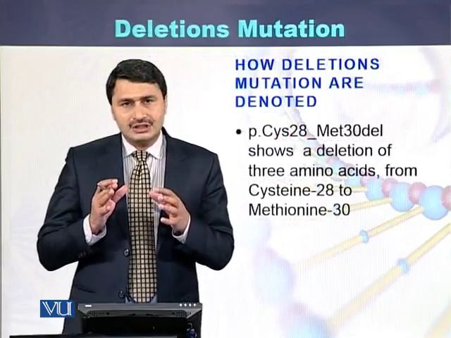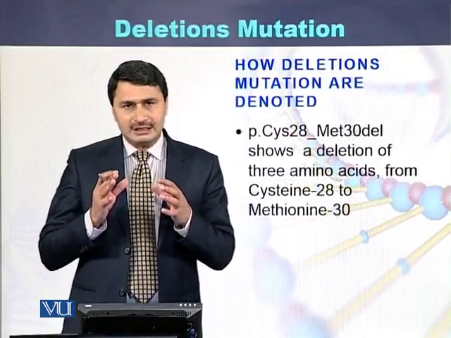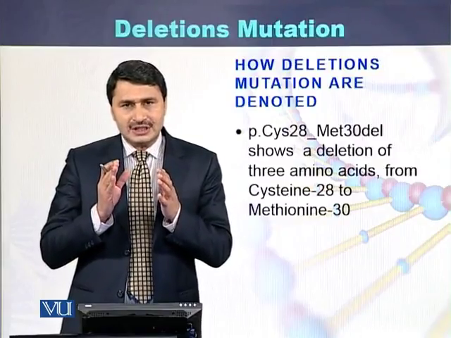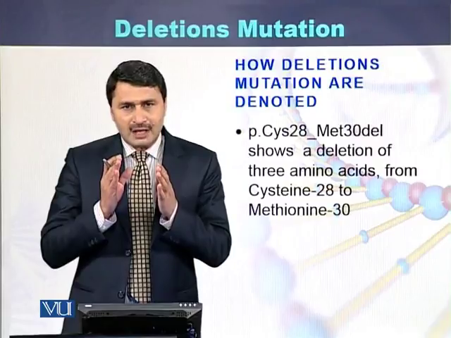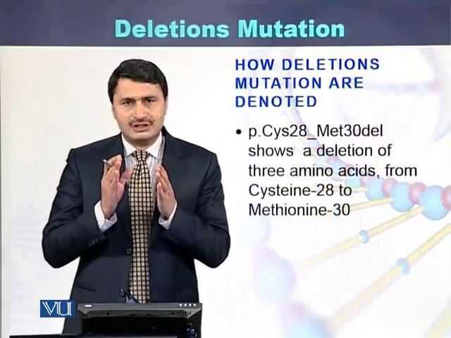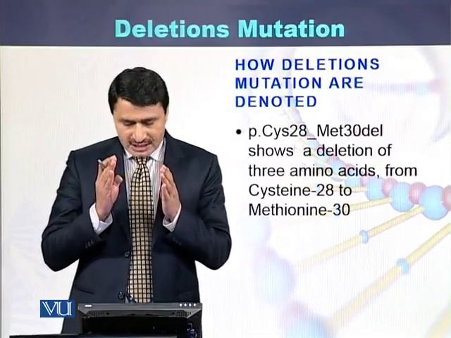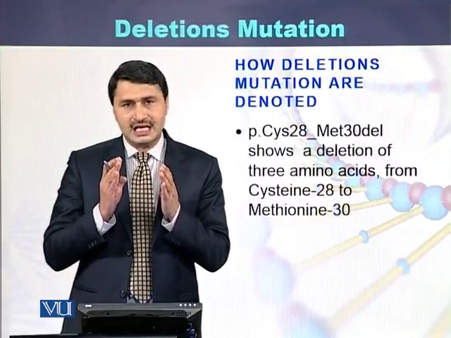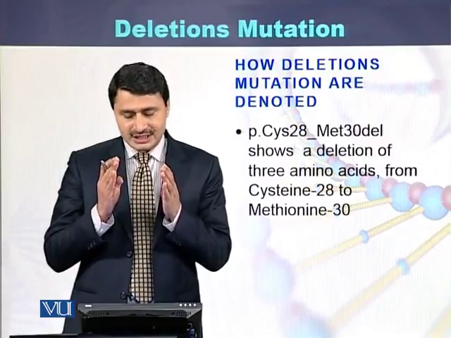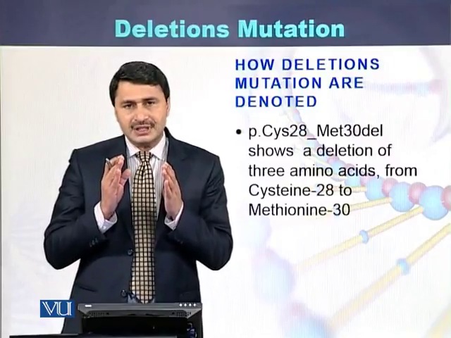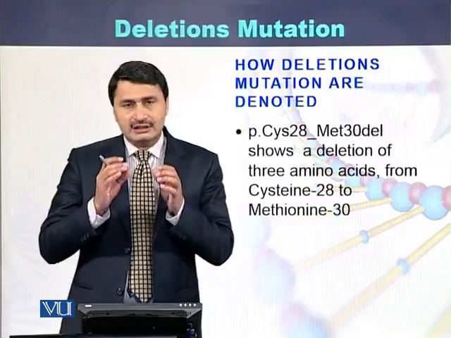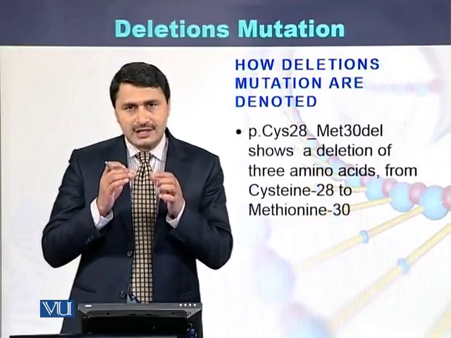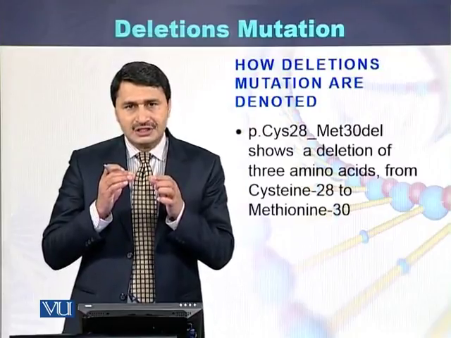How are deletion mutations represented or written? Usually a range is mentioned between the amino acids, those amino acids that have been deleted. In this example, we can see that there is written p.Cys28_Met30del. The meaning of this is that the 3 amino acids which are present between 28 to 30 have been deleted.